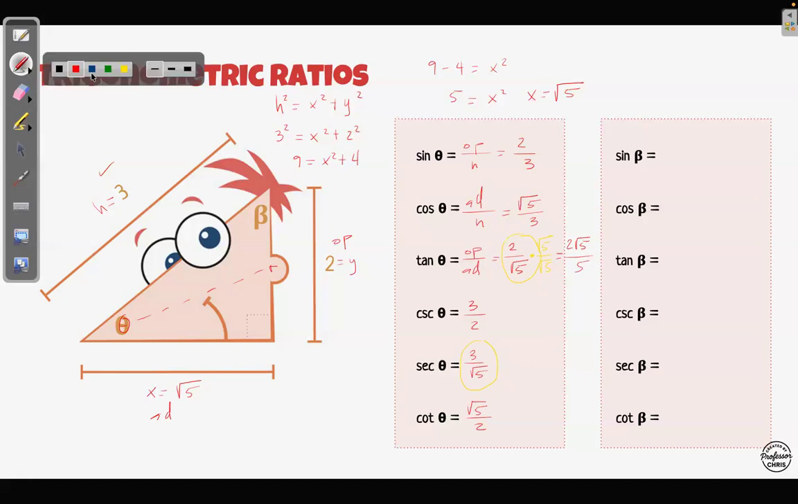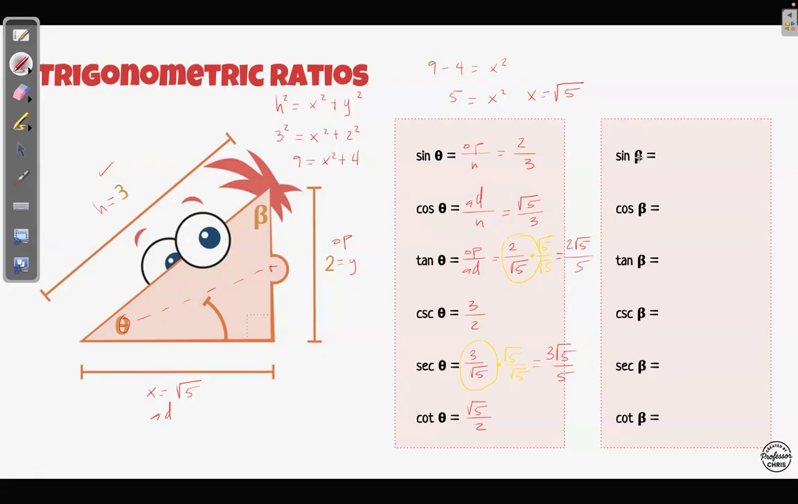Same is going to be done with the other fraction. We want to multiply by the square root of 5, top and bottom. We're not doing anything. We're just multiplying by 1. We're just rewriting as 3 times the square root of 5 over 5.